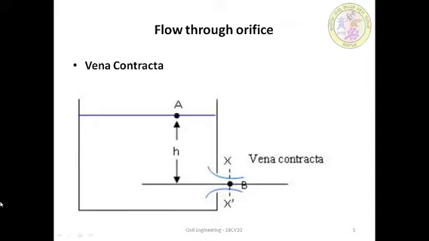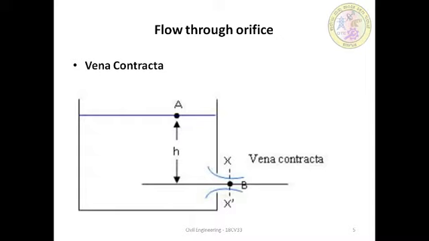Next, we'll see one important parameter which we should know about flow through the orifice, that is the vena contracta. You can notice in the figure that suppose a sharp circular edge orifice is there inside the tank, which discharges the liquid directly into the atmosphere. You can see that it is directly discharging the liquid into the atmosphere in the figure.